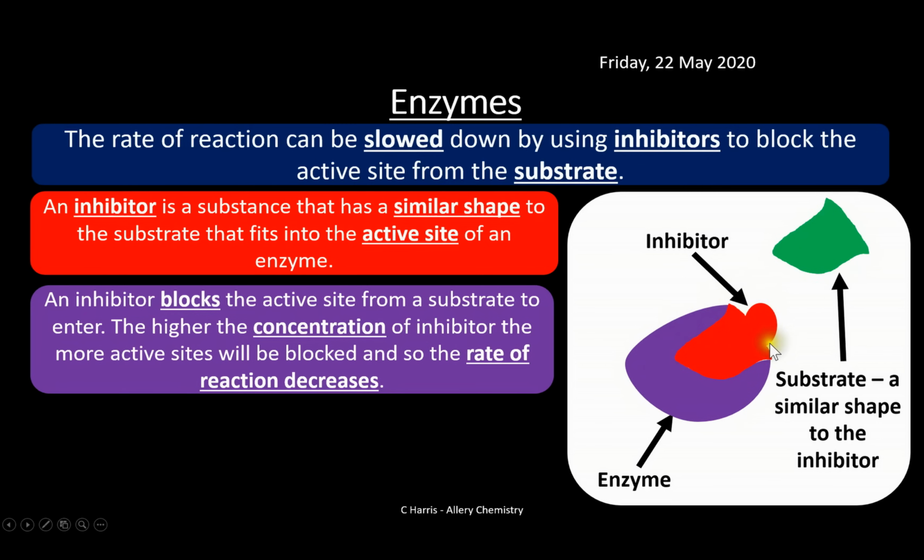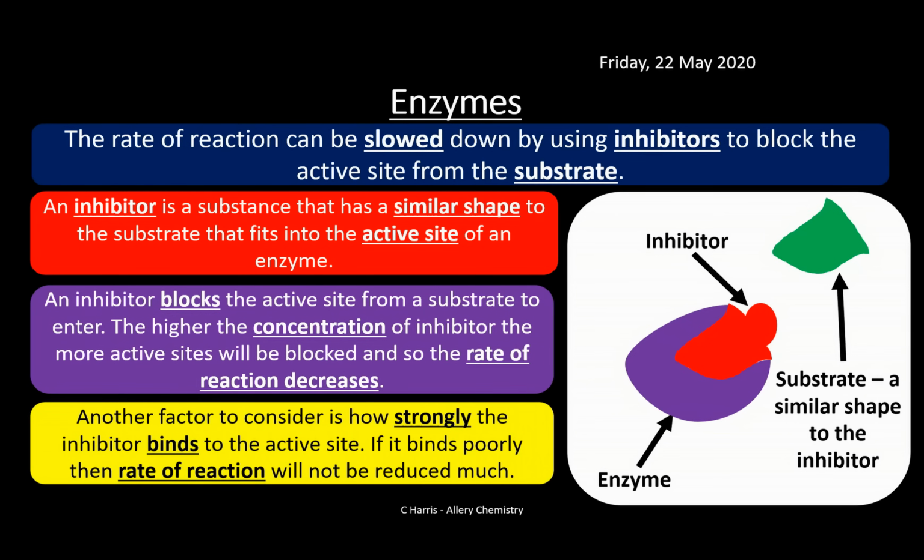So it really just depends on the amount of these inhibitors that we've got sitting within the active site of our enzyme. Another factor to consider is how strongly it binds to that active site. If it binds really poorly, then the rate of reaction won't be reduced as much. So it is about the adhesive power, I suppose, to sit within that active site. That is very much dependent. If it just falls out, then you've got an active site that's vacant, and the substrate can then enter at that point.